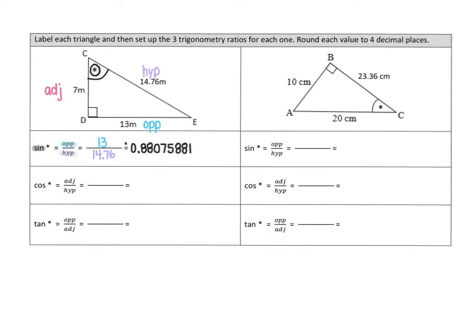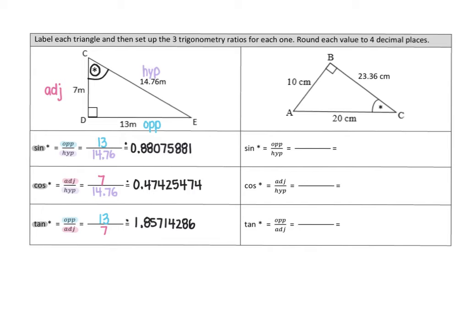For our cosine, we'll know that we have the cosine of the reference angle is equal to the adjacent value, or 7, over the hypotenuse value, or 14.76. Again, to simplify or evaluate this, we'll divide the top number by the bottom number. Our tan ratio will be tan of the reference angle is equal to the opposite value of 13 divided by the adjacent value of 7. And again, we'll find this value by dividing the top number by the bottom number.